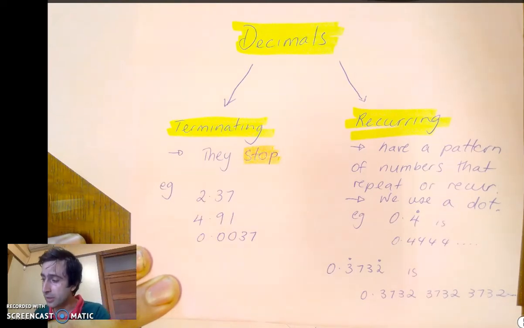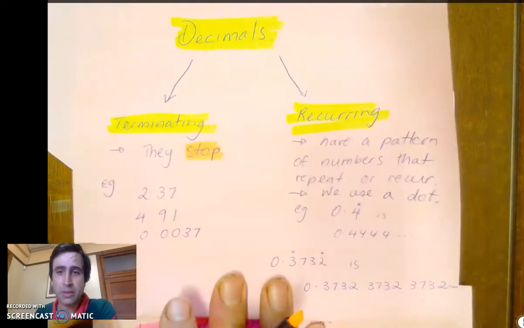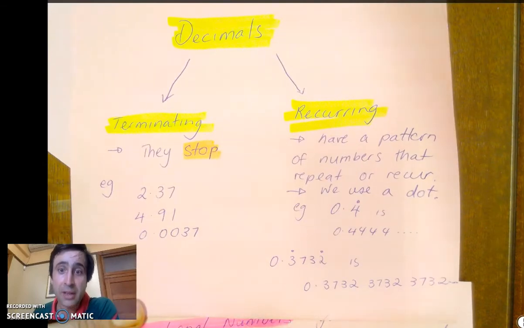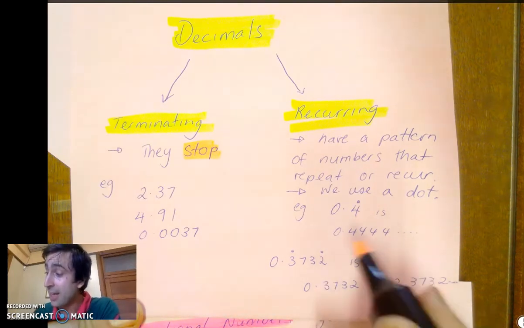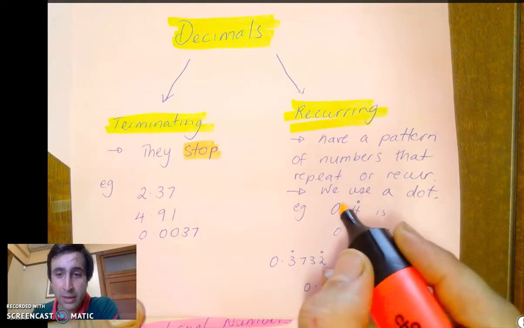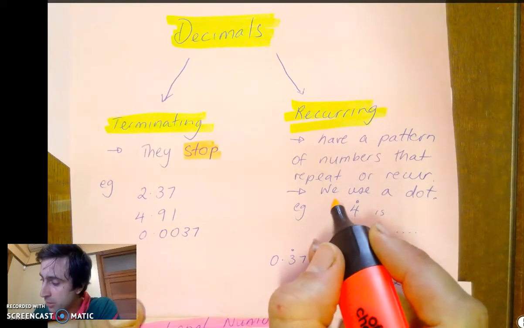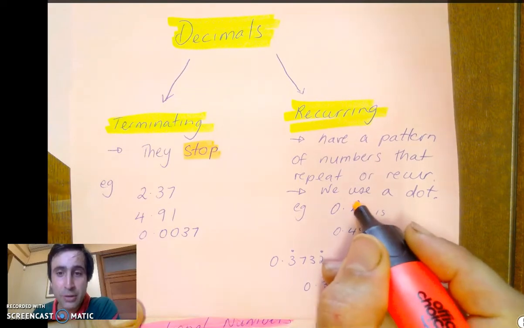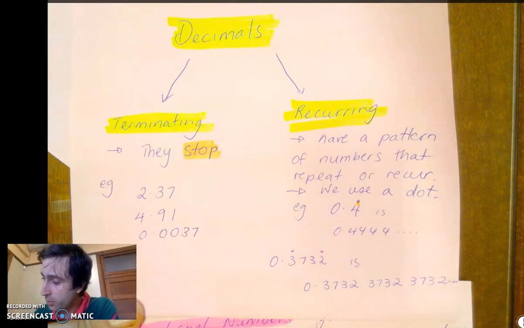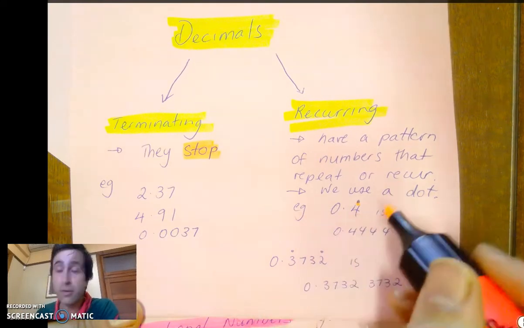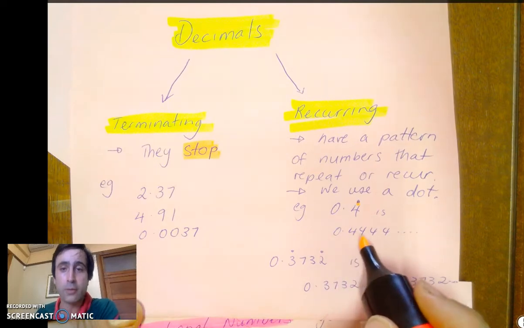Whereas a recurring decimal is a decimal that has a pattern of numbers that repeat over and over again, and they go on forever. That's what makes recurring numbers so special. You'll also know it's a recurring number because it may be represented with a little dot on the top. That dot represents the repeating pattern. So if it's got 0.4 with a dot on the top, that's the same as saying 0.444444 forever and ever.